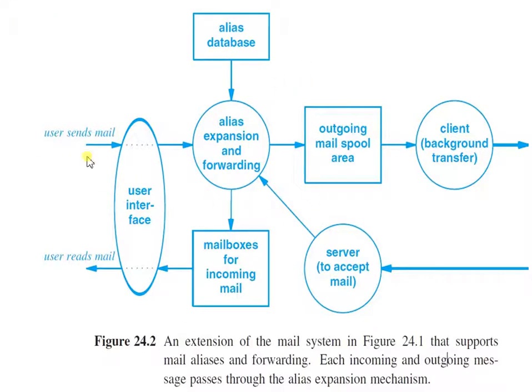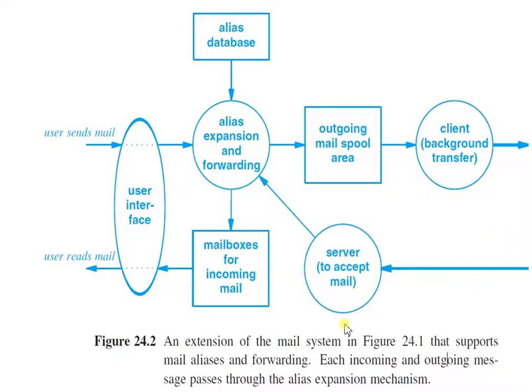This gives a brief schematic diagram of how the alias expansion works. The user will be sending an email, which is connected to an alias expansion or forwarding software, which in turn contains the alias database. So the mappings of aliases of an email address will be present in the alias database. Whenever we want to send an email, it will be checked with the alias database, and it is forwarded to the outgoing mail spool area, and from the outgoing mail spool area it is transferred to the client, which actually runs in the background and transfers the email to the destination server.